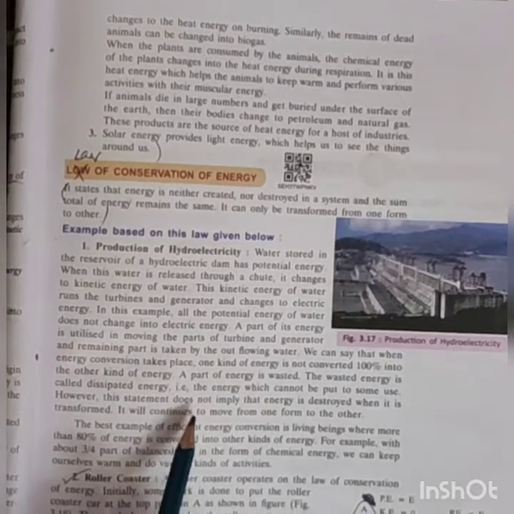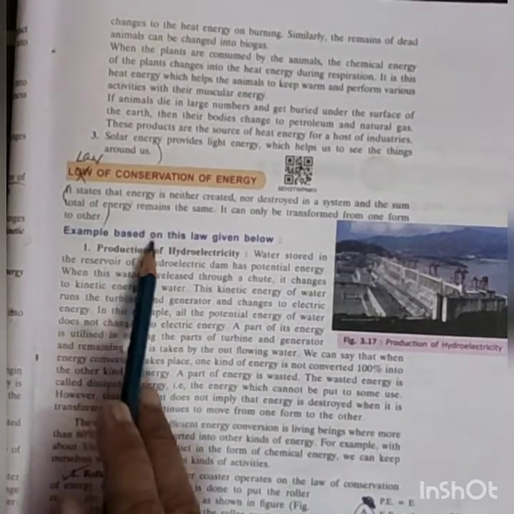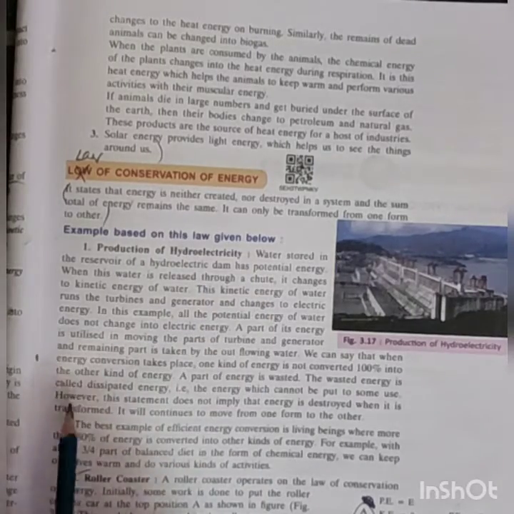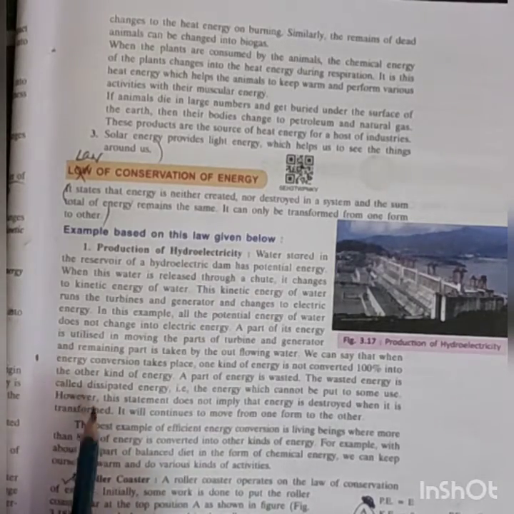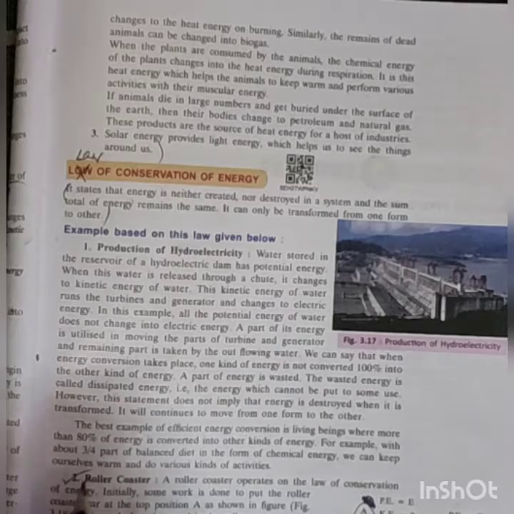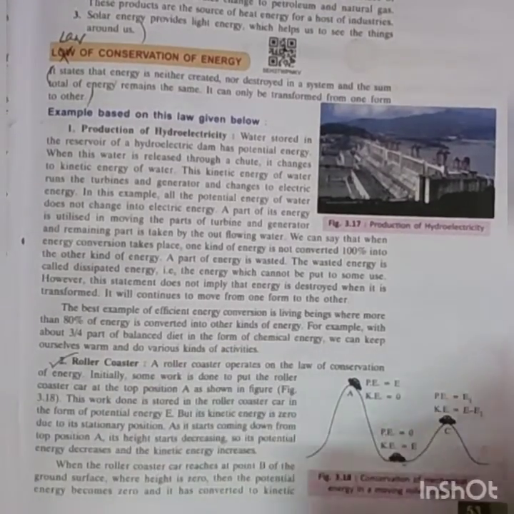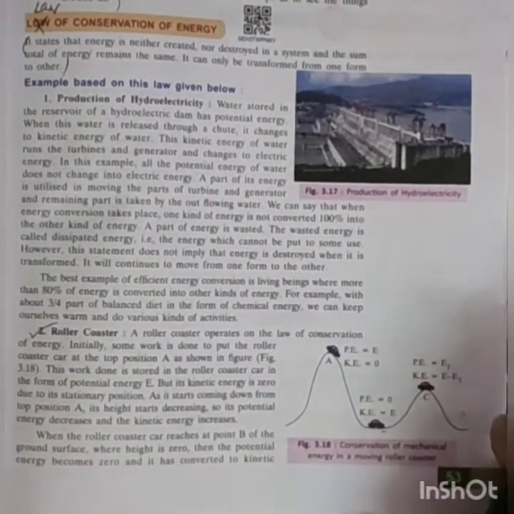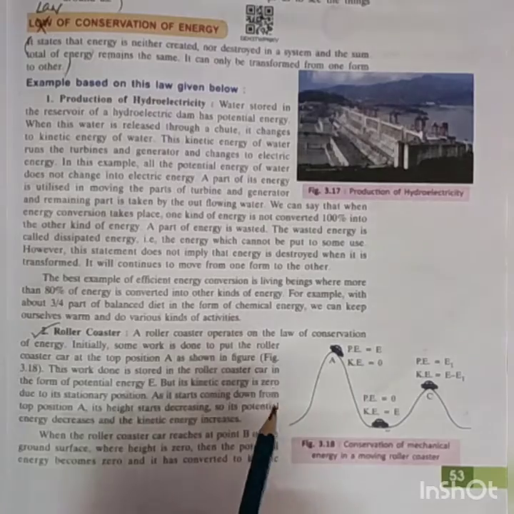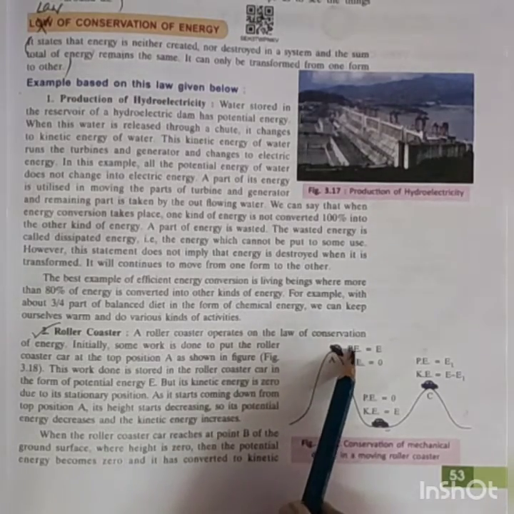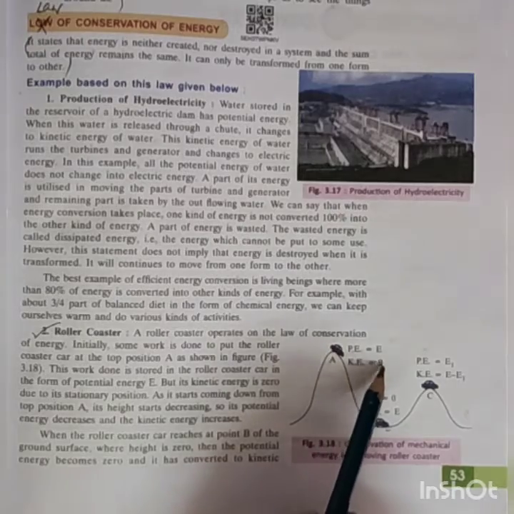Now they are giving one example based on this law, production of hydroelectricity. Go through this example and you will get the idea well. And I have also given a roller coaster example. Try to explain this one. In the case of the roller coaster, most of you know about it. When it is at point A, the whole energy is potential energy and kinetic energy is zero.